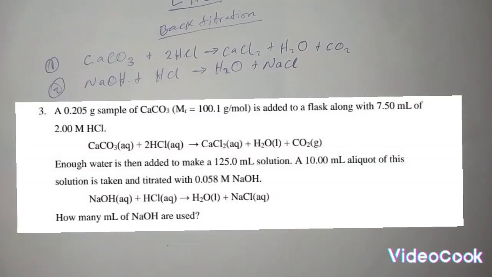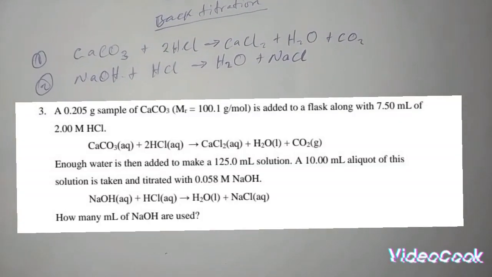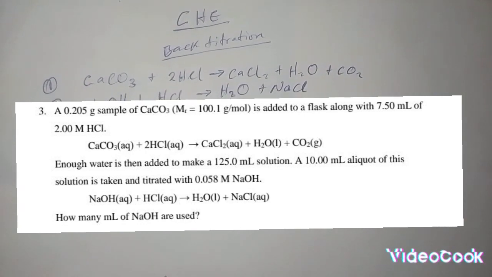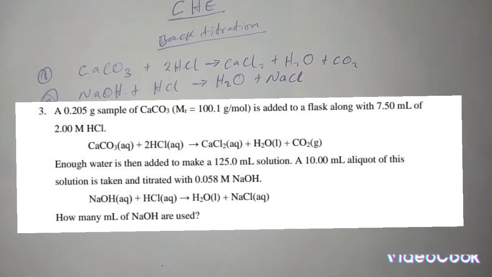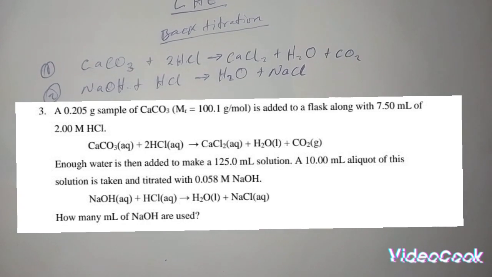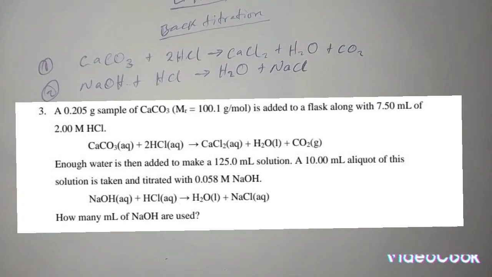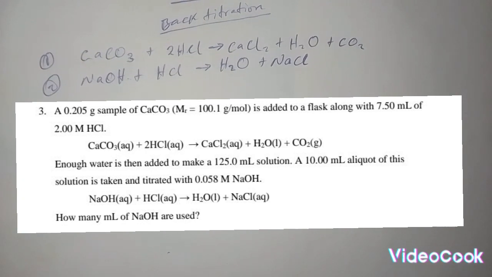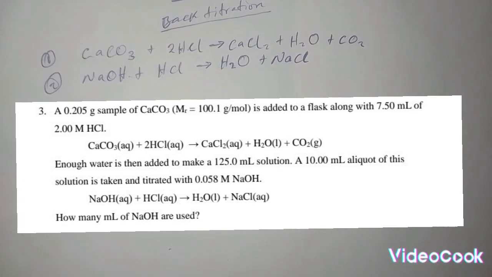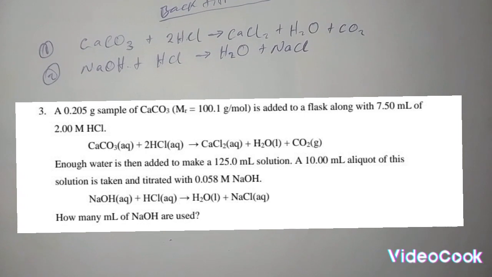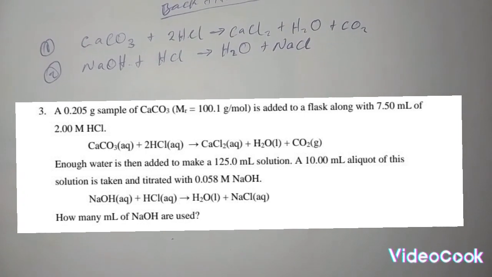Okay, so there is this question which was on the tutorial sheet under back titration. The question is reading as a 0.205 grams sample of calcium carbonate with the relative molecular mass of 100.1 gram per mole is added to a flask along with 7.50 mL of 2.00 molarity hydrochloric acid.